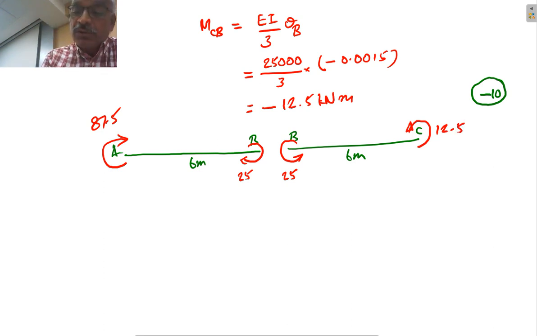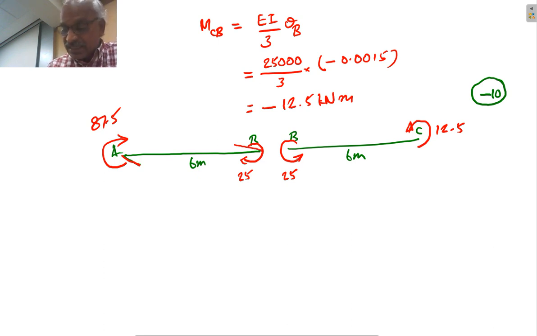Now, coming to the deflected shape. This moment is a clockwise moment. So, this will make the beam bend like this in the downward direction. So, this will cause tension at the bottom. And this clockwise moment will make the beam hog like this. So, tension will be at the top.